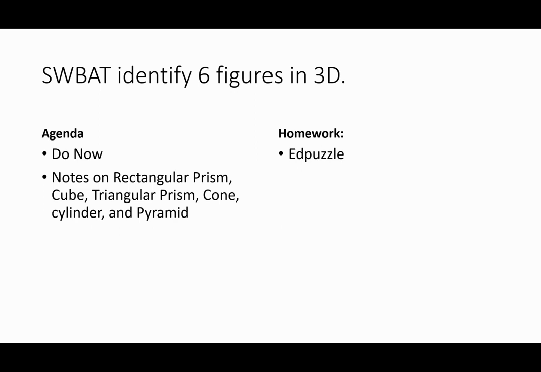Today we're going to be identifying 6 figures in 3 dimensions. The ones that we're going to be looking at specifically are rectangular prism, cube, triangular prism, a cone, a cylinder, and a pyramid. We're going to be working mainly with Edpuzzle today. That's your assignment. And we're going to be looking at those figures.